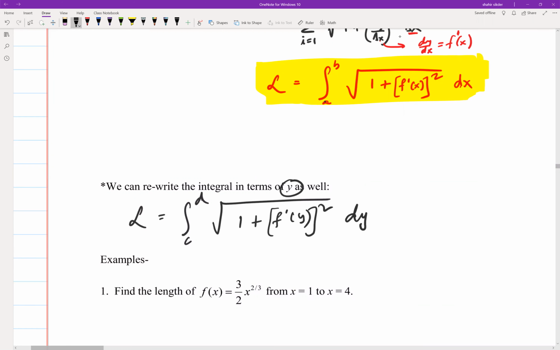Some textbooks also write it as dx dy. That's the same thing. Then you square that. This would be something like saying dy dx, so whichever you feel comfortable with.